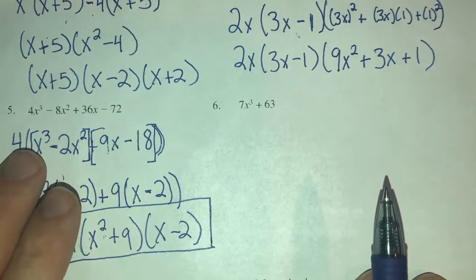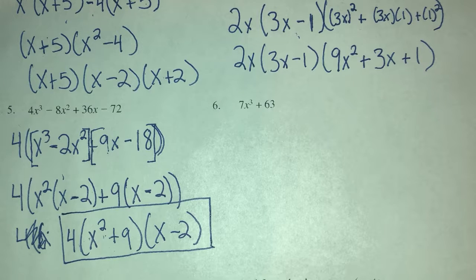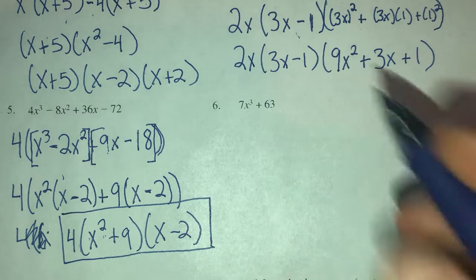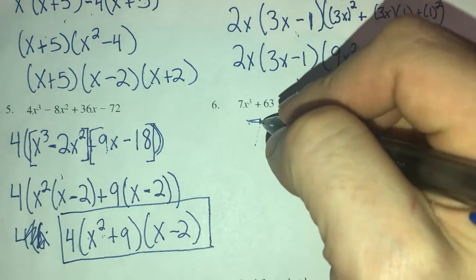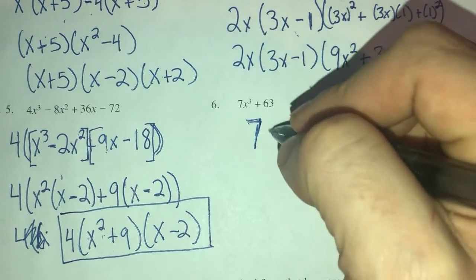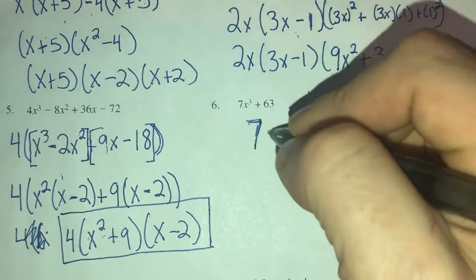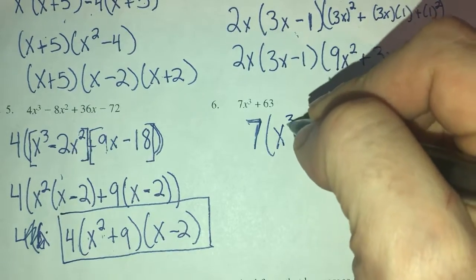Okay, so now I've got 7x cubed plus 63. So hopefully you've seen the theme by now. What am I going to start with? I'm going to start by taking out the GCF, okay? So here I go. The GCF here is 7. 7 times x cubed is 7x cubed. 7 times 9 is 63.